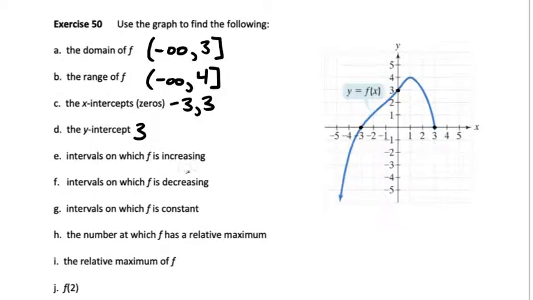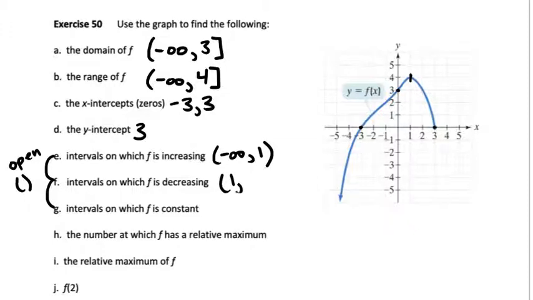The intervals on which f is increasing. Remember, for these, they're always open intervals, and constant as well. Increasing, decreasing, and constant, we use open intervals, which means we use parentheses always. So f is increasing, it looks like all the way up to 1, and that point at 1 is where it turns around and starts decreasing. So it's increasing from negative infinity up to 1 with parentheses around that, and it's decreasing from 1 to 3.